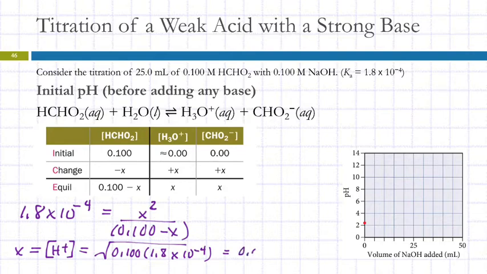So I'm getting 0.0042426. You can really only say 2.6 there. So then we find the pH based on that. 2.37. Any questions?